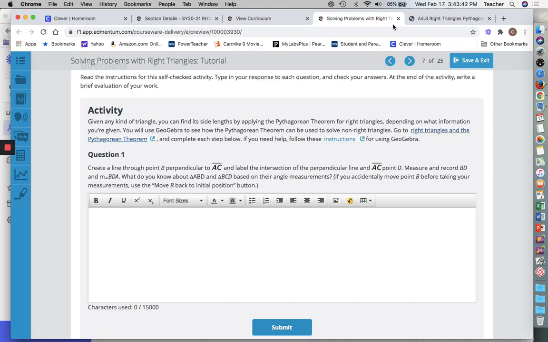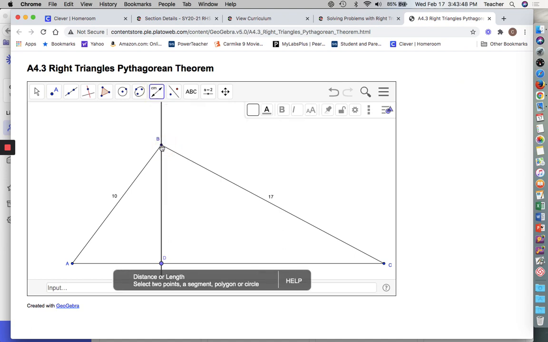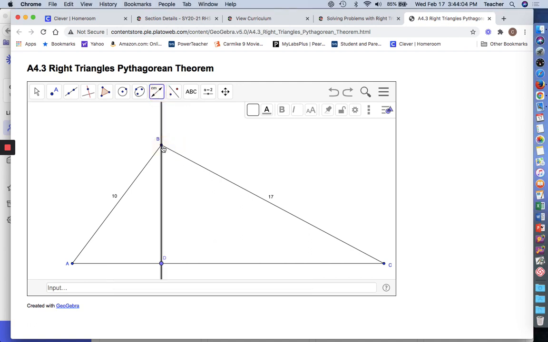So let's find the length of BD first. I'm going to come over here to the angle icon and select distance or length. Oops, I clicked on the line instead. Let's try it again. Click off the line here. Distance or length, so click on B. It keeps clicking on the line. All right, there's B and D. So BD is roughly 8. I got 7.99, so it's roughly 8.